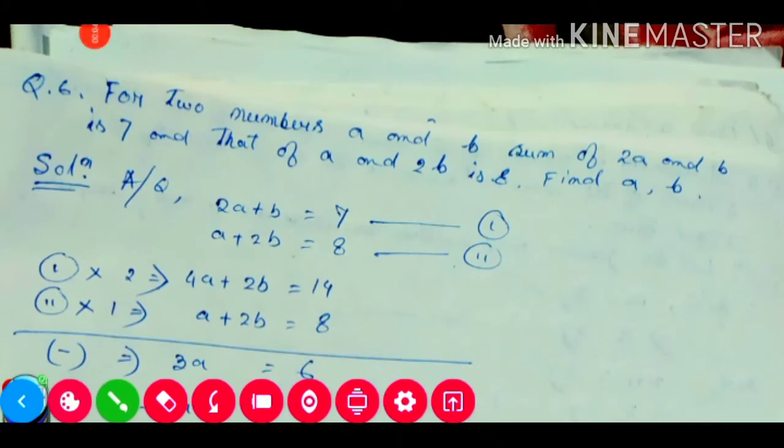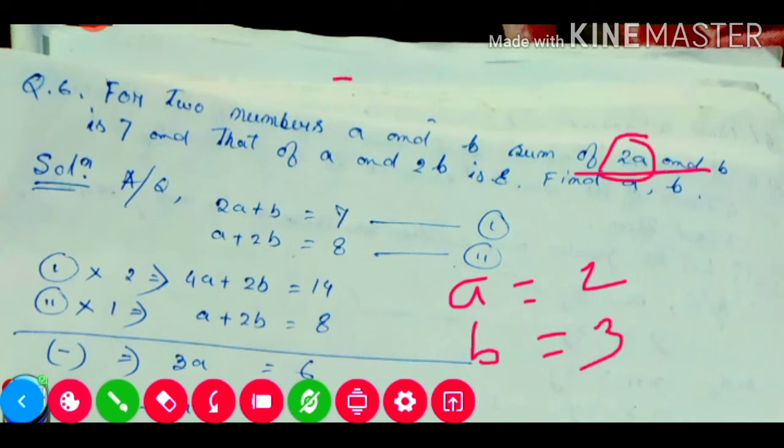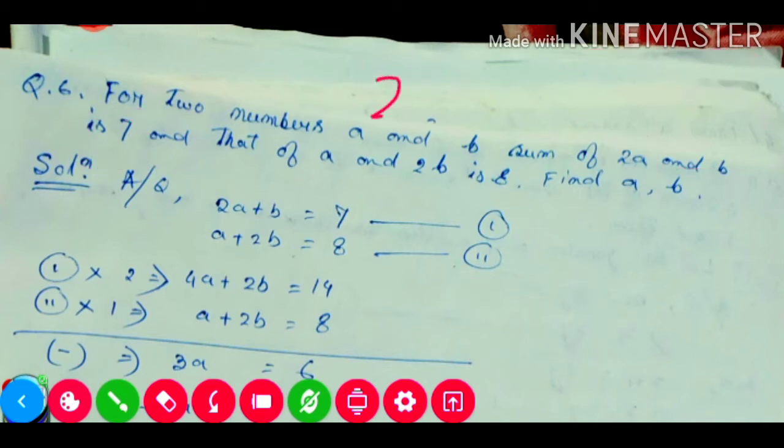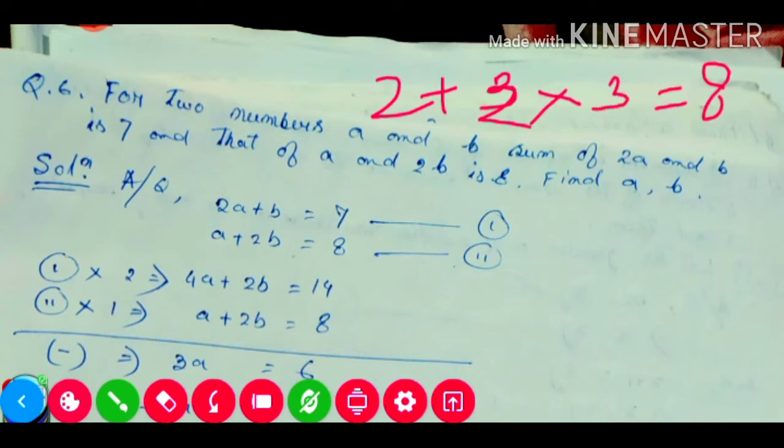Question number 6. For two numbers a and b, two numbers are there, a and b. If we consider a is equal to 2, just we are considering this one, and b is equal to 3. So what is told here? Sum of 2a, 2 into a. So 2 into a value we are considering is 2, plus the b value is equal to 3. So it will be 7 is equal to 7, and a plus 2b, a value is equal to 2 plus 3 into 2, b value is equal to 3, that time it will be 8. So find a and b. So we need to find out a and b.